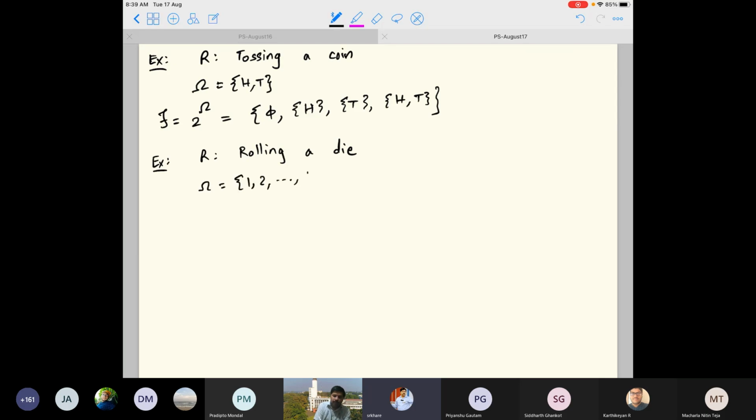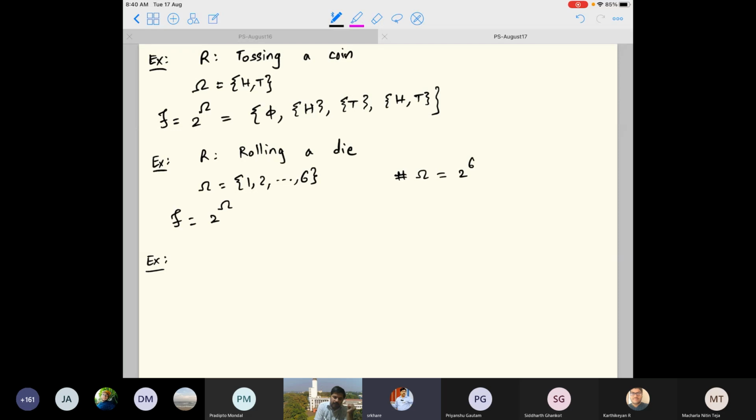1, 2, 3, 4, 5, 6, right? So again, I will take F to be 2 to the power omega, the power set. Now I'll not list all of them, because how many elements are there in the power set? 2 to the power 6, which is 64. That's right. So I'll not enumerate all of them, but that collection is this. Clearly, like what you saw in the previous example, this F will be a sigma algebra.